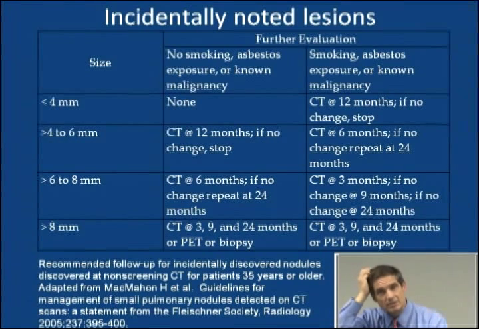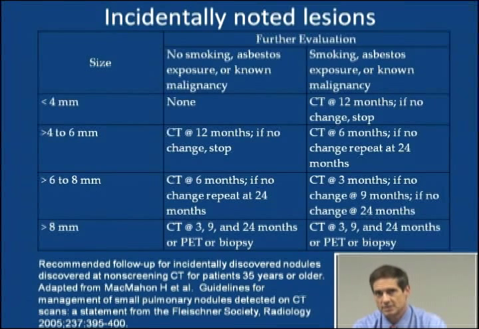If the patient does have a history of smoking or asbestos exposure or a known malignancy, and they have two or three separate 2 or 3 or 4 millimeter nodules, then you can do a CT in 12 months, and if they're stable at that time, you can forget about further imaging. If they're 4 to 6 millimeters, and the patient doesn't have any risk factors, then you do a CT at 12 months, and if there isn't any change, you stop.